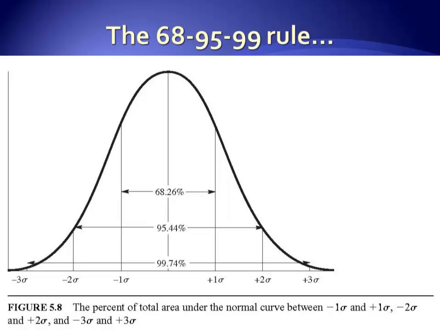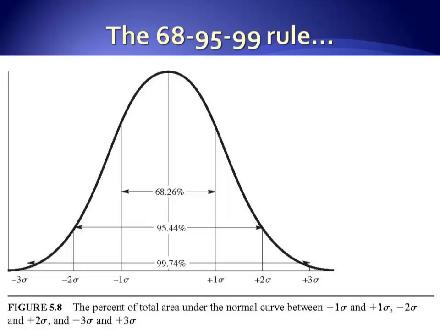Another way to think of this is using the 68-95-99 rule, which essentially says the same thing: within one standard deviation above and below the mean, you can expect to find approximately 68% of the scores in the distribution. Within 2 standard deviations above and below the mean, you can expect to find approximately 95% of the scores in the distribution. And within 3 standard deviations above and below the mean, you can expect to find almost all of the scores in the distribution.